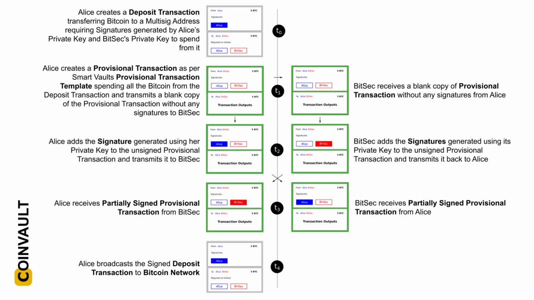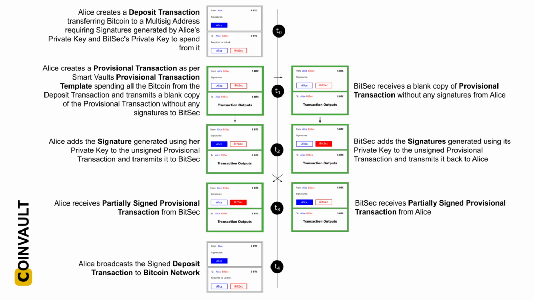Parallelly, Alice adds the signature generated using her private key to the unsigned provisional transaction, and sends the partially signed provisional transaction to BitSec. At this point, Alice has the partially signed provisional transaction, with BitSec's designated private key generated signature already added to it, and BitSec has the partially signed provisional transaction, with Alice's private key generated signature already added to it. Alice then broadcasts the deposit transaction, completing the Smart Vault setup.